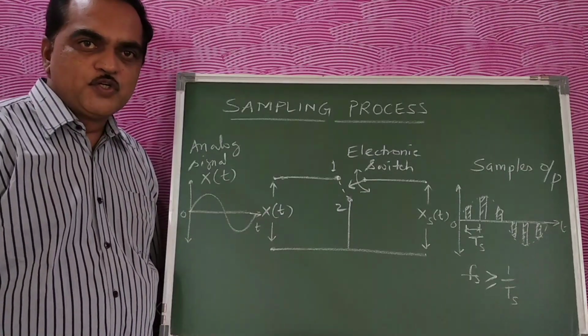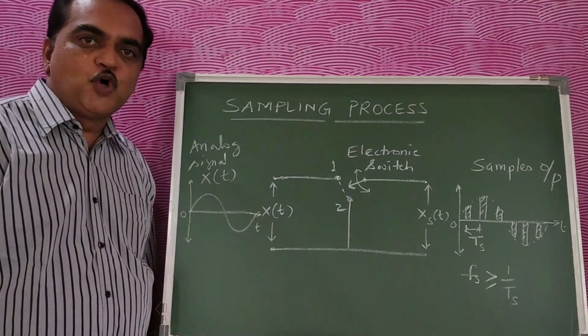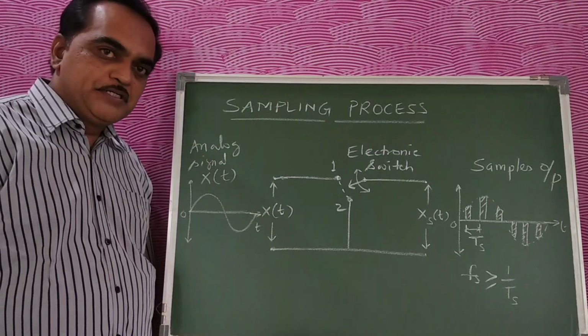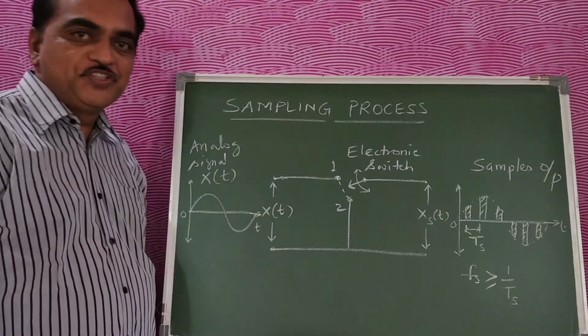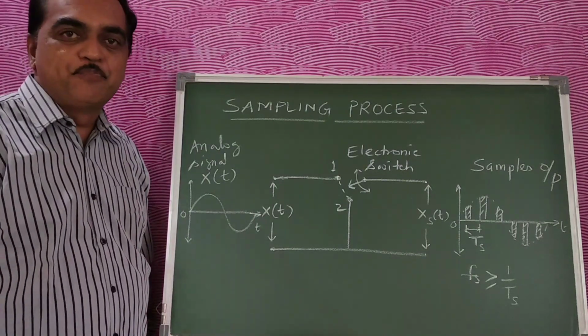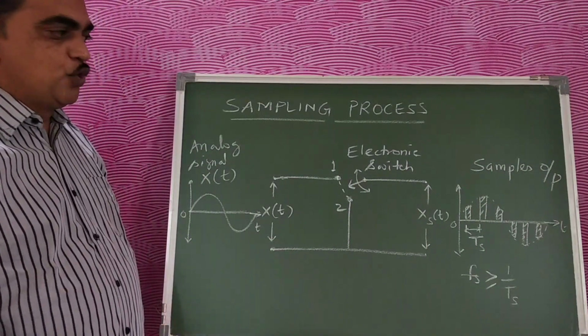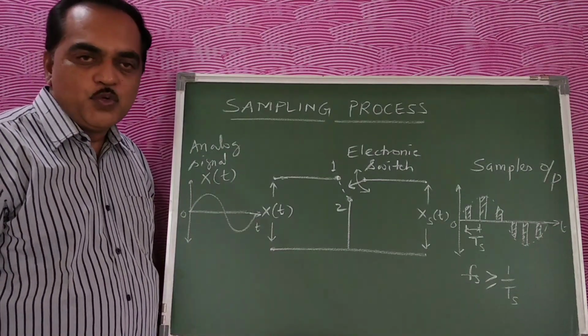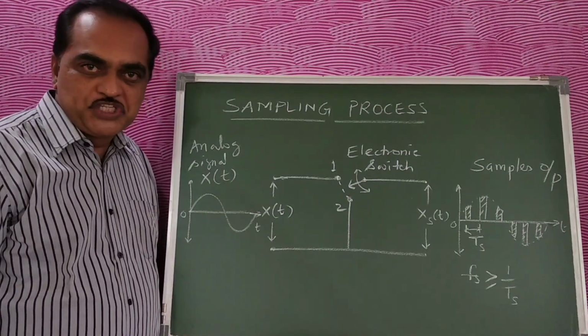Dear students, today we will start with the topic of types of sampling. But before going to see what is types of sampling, we'll see how samples are produced. So here I have shown a circuit for sampling process, a simple circuit which is having only an electronic switch.